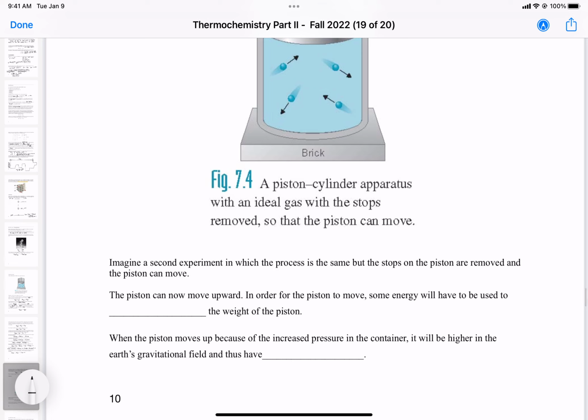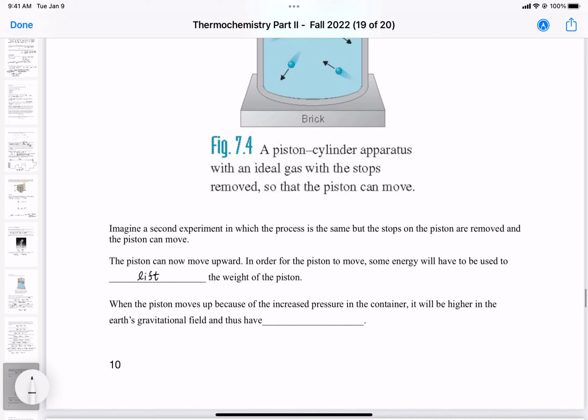Okay, so let's imagine a second experiment here, in which the process is the same, but the stops are removed, right? So the piston can now move upwards. In order for the piston to move, some energy will have to be used to lift the weight of the piston. So in this case, not all the energy is being used to heat the gas. Some is being used to do work on the system, to lift the weight of the piston.